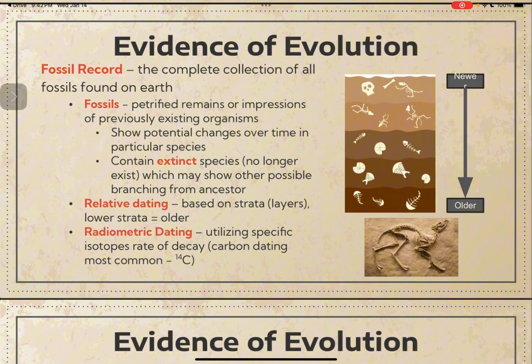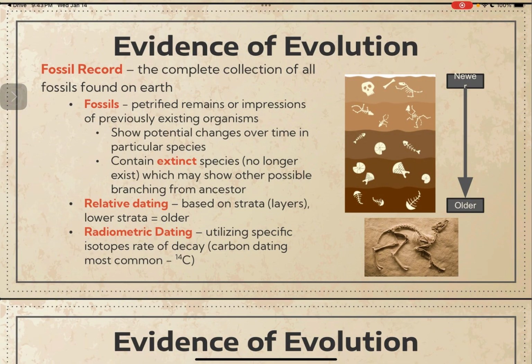So what is the evidence that we have to prove that evolution is a thing? Well, our biggest thing is fossil records, the complete collection of all fossils found on Earth. That is our fossil record. Fossils are the petrified remains or impressions of previously existing organisms. They show our potential changes over time in a particular species, and they also contain extinct species. Those are the species that no longer exist, but we have evidence to show that they did exist at one point. Because we have evidence of these extinct species, they can show how other possible organisms branched off from a common ancestor, which again supports our theory of evolution.